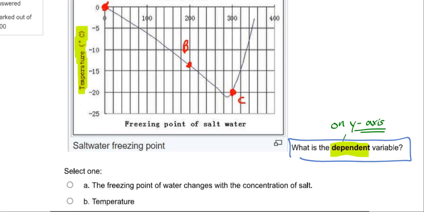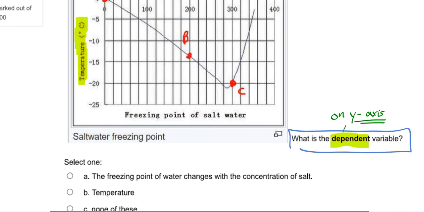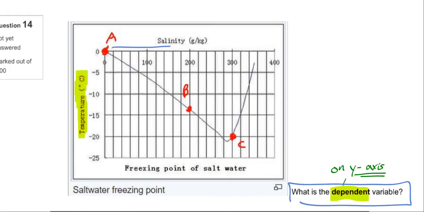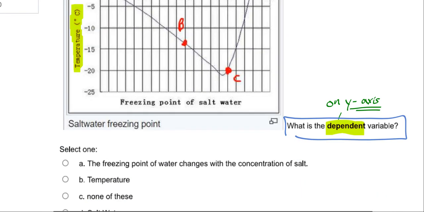If we take a look at the freezing point of water, which really we're looking at how many grams of salt we add per kilogram of water. What changes is the point at which it freezes.